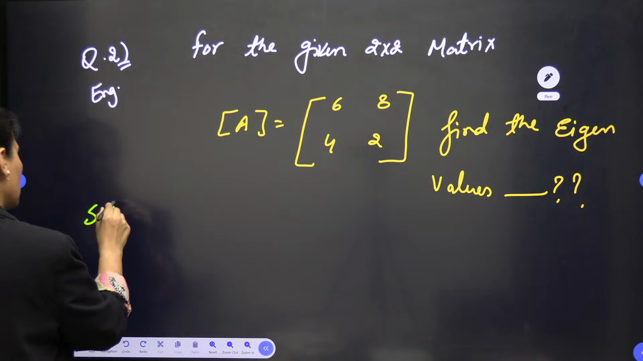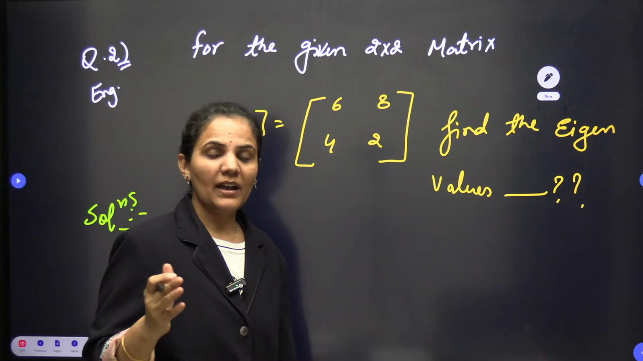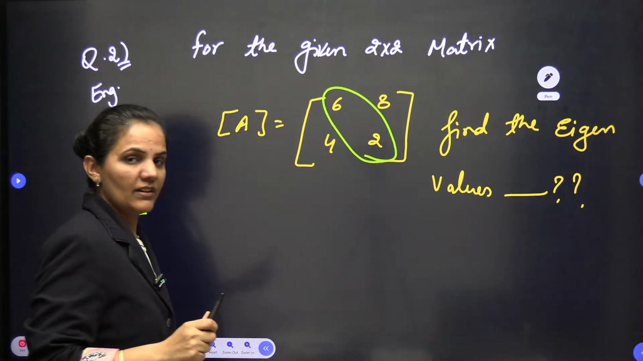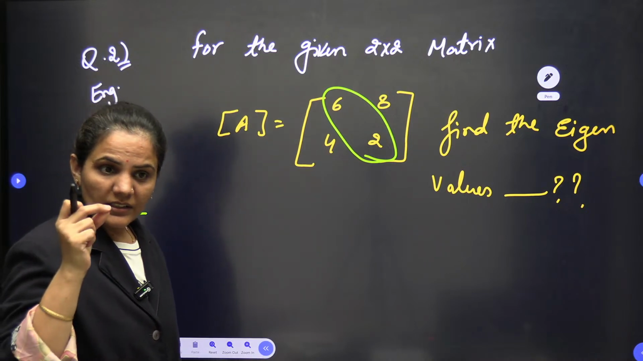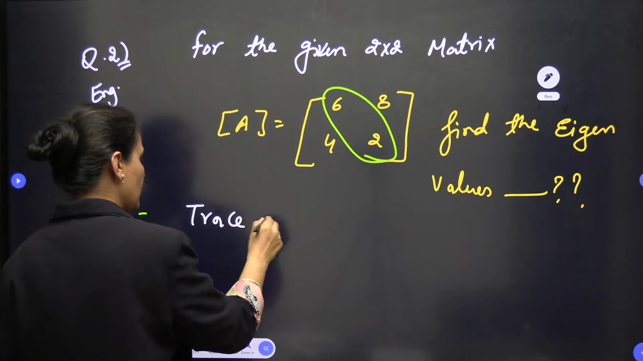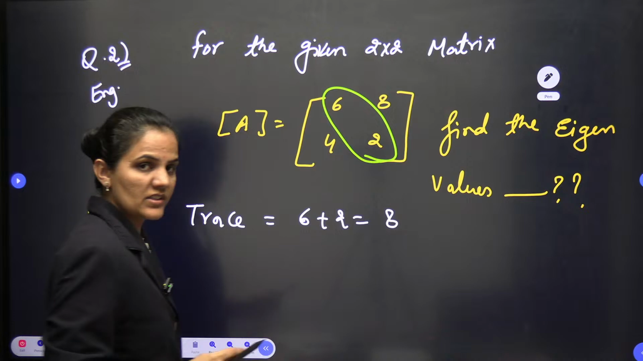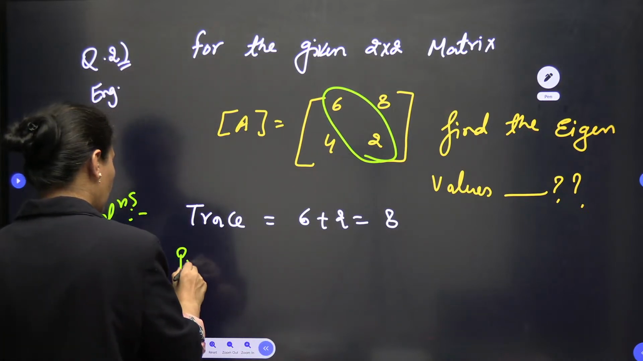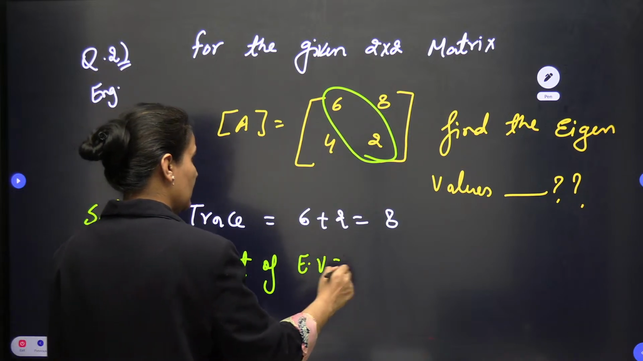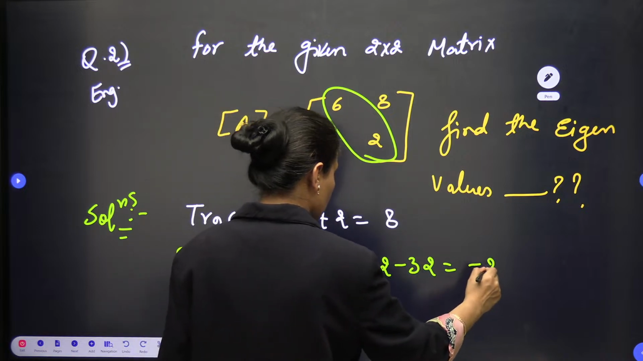We know very well, students, that in the questions of linear algebra, eigenvalues we can solve very easily. Here it's asking about eigenvalues, so we can go for the trace and determinant. First of all we write the trace of the matrix. Trace is nothing but the sum of the eigenvalues, which is 6 plus 2 is 8, and then we go with the product of eigenvalues. The product of eigenvalues is 6 into 2, 12, minus 32, which is minus 20.